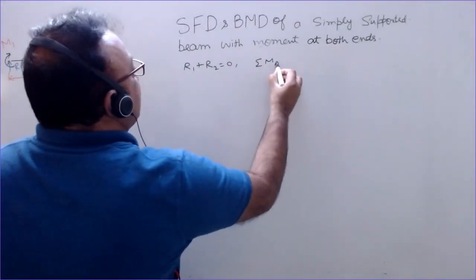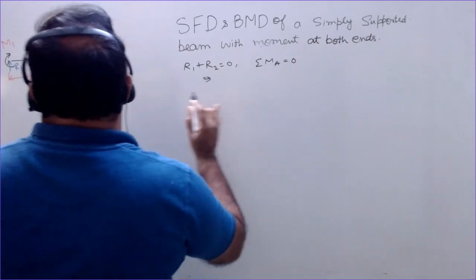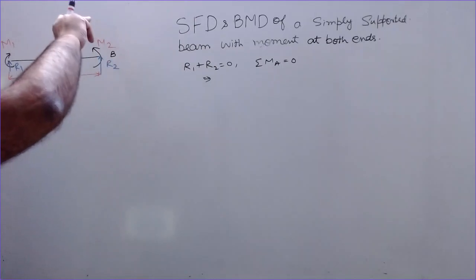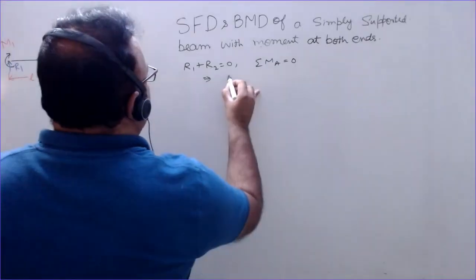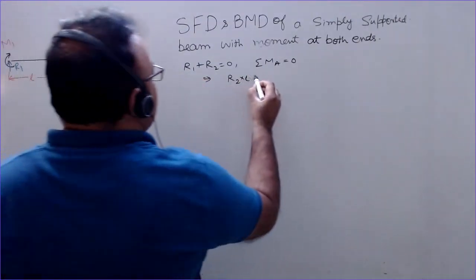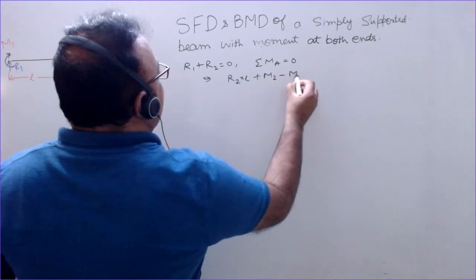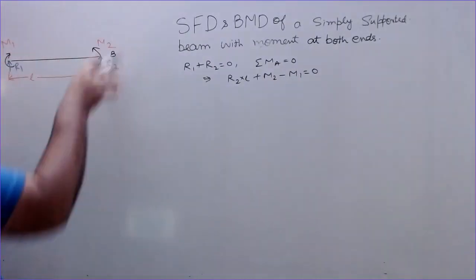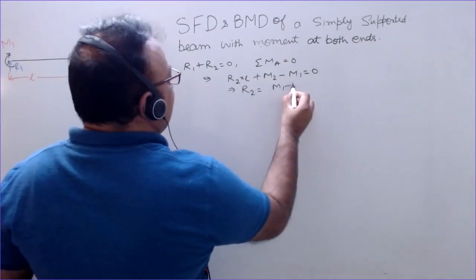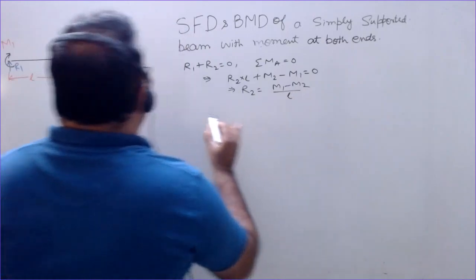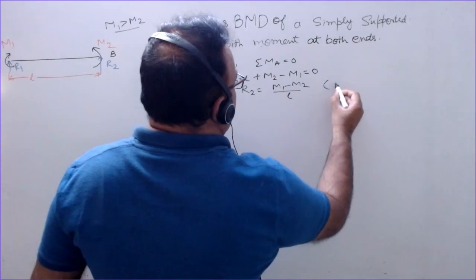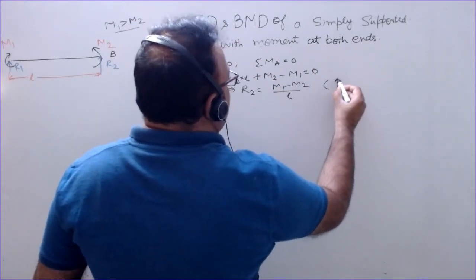Sigma of MA equal to 0, so this means moment about this. Moment of reaction R2, anti-clockwise direction, let us take this as positive. So R2 into L, moment of M2 in same direction, minus M1, that is having opposite moment in this direction, is 0. So this gives R2 is M1 minus M2 by L. Let us take M1 greater than M2. So this is positive. So this means this is acting in upward direction.